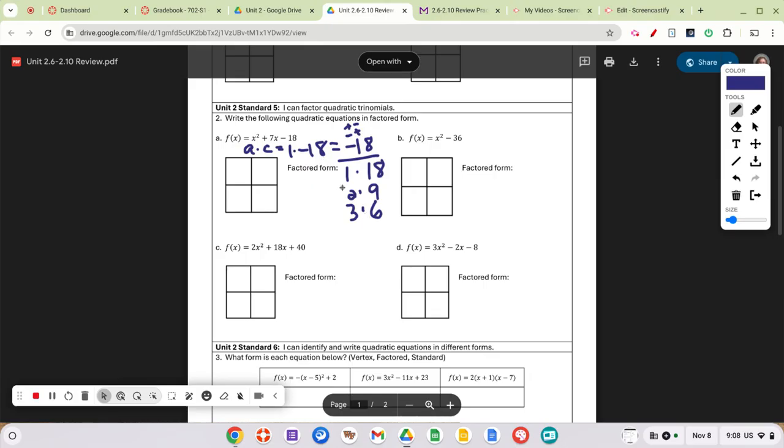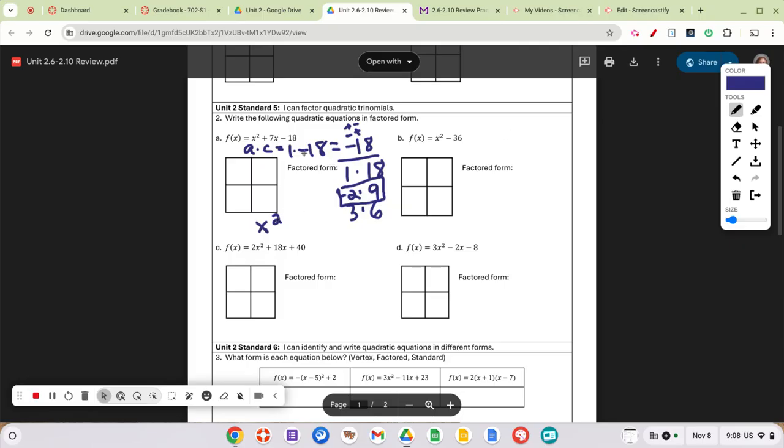What I'm seeing is that there is 7 between 9 and 2. They will multiply to get 18, but we've got to get a negative 18, so one of these numbers has to be negative, and we want this to end up being a positive 7. So I need more positives than negatives, so I'm going to make the negative the 2. And so then you would rewrite this.